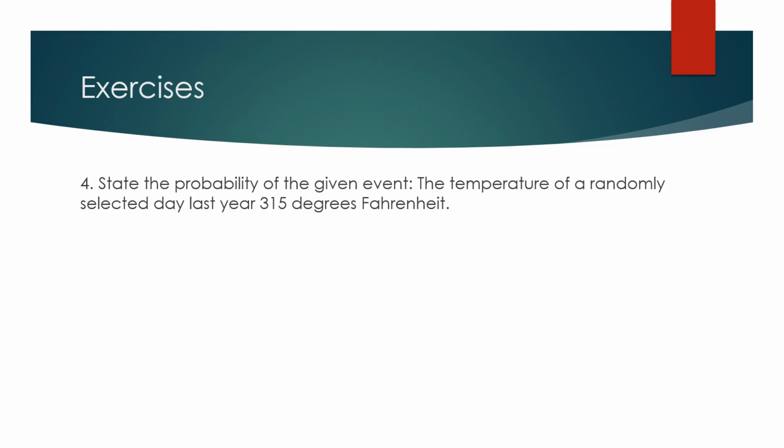So state the probability of the given events. The temperature of a randomly selected day last year was 315 degrees Fahrenheit. Well, if this was the temperature outside, we would cook. So this is going to be an impossible event, and not because we could cook outside in it, but because if it did happen, we're looking at what happened last year, and we know that that didn't happen. So that would be pretty popular in the news there.